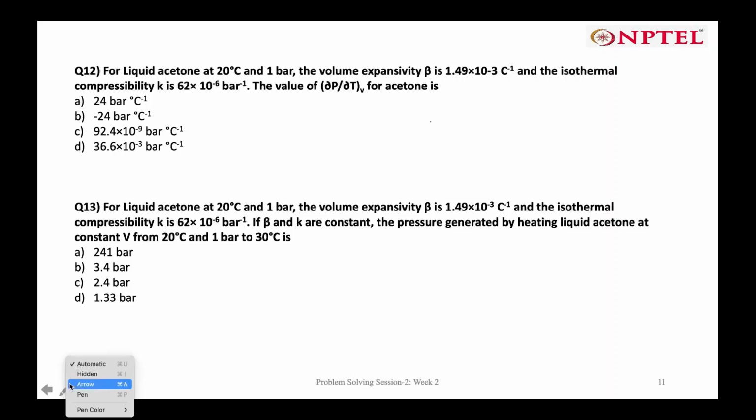Now question 12. For liquid acetone at 20 degrees Celsius and 1 bar, the volume expansivity beta is equal to 1.449 into 10 to the power minus 3 per degree Celsius, and isothermal compressibility K is equal to 62 into 10 to the minus 6 per bar. The value of dP divided by dT at constant volume for acetone is.